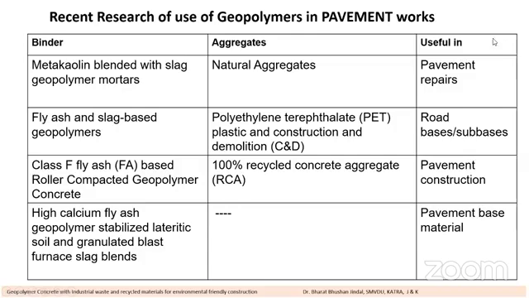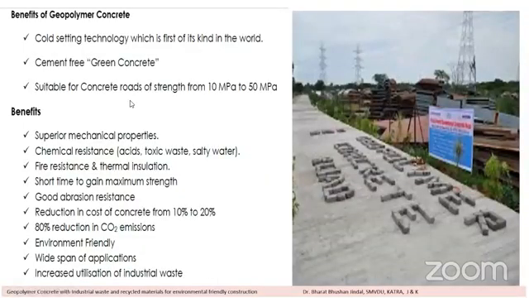So this table indicates that we can use different types of waste material in the development of geopolymer concrete, and we can use various other types of waste material, just like aggregate. You can replace natural aggregate with recycled aggregate. Moreover, you can utilize it in every aspect of pavement, whether it is a new pavement or the repairing of a pavement.